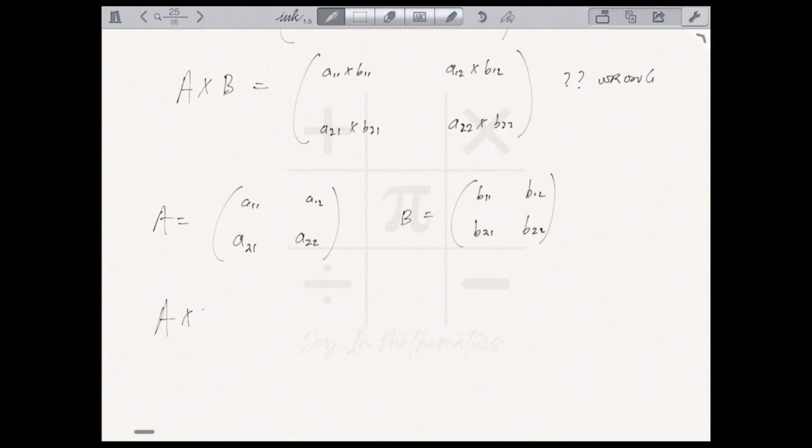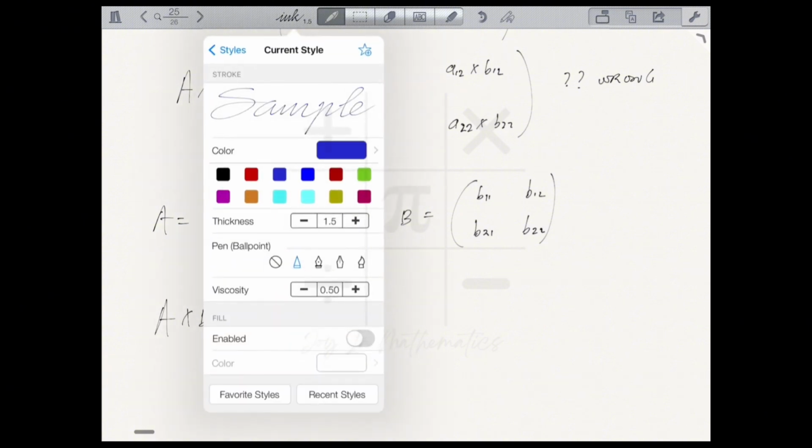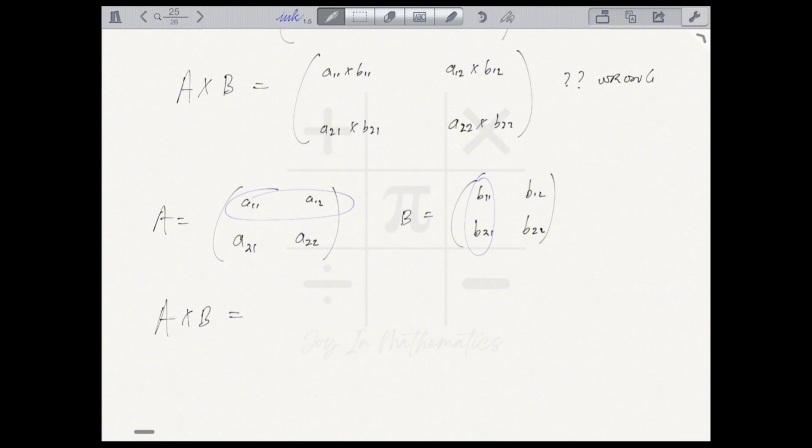Now, the result of this will be the row multiplied by the column. So this will result in A11 multiplied by B11 plus A12 multiplied by B21. In the same way, we have dealt with the first row multiplied by the first column. Then we will deal with the first row again multiplied by the second column, and this will give us A11 B12 plus A12 multiplied by B22.